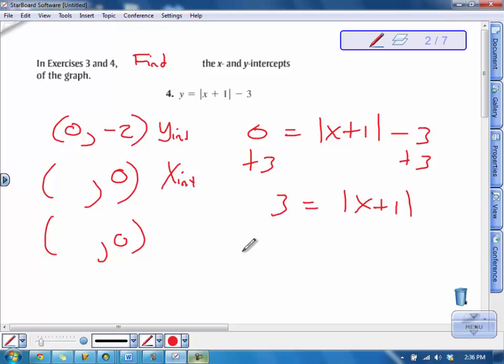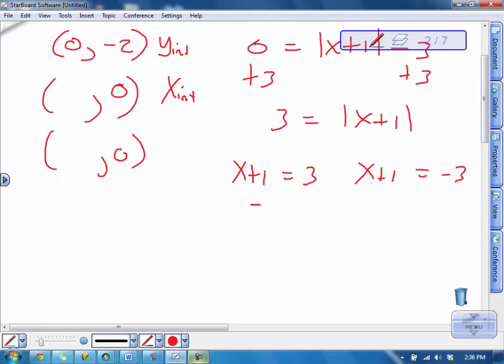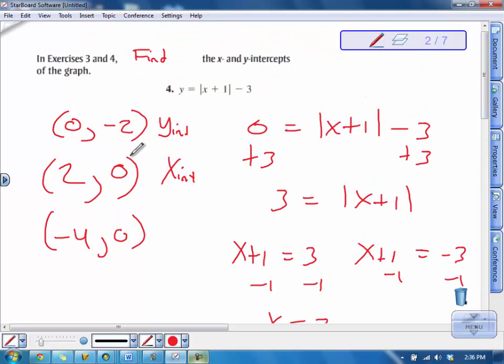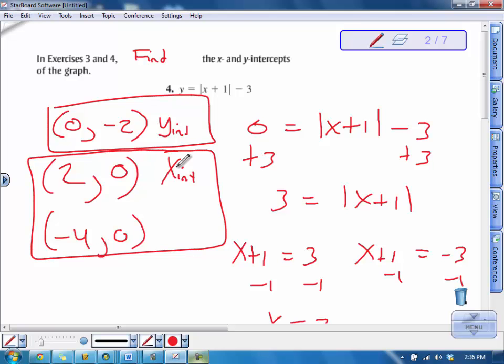I would add 3 to both sides. And then I would take what's inside here, so x plus 1, set it equal to the positive 3, and also take x plus 1 and set it equal to negative 3. Those are the 2 equations you need to solve from an absolute value. Take what's inside, set it equal to the positive and the negative. Now I'm going to subtract 1. I get x equals 2. So one of them is x equals 2. This one is negative 4. Okay? So here are my x-intercepts. Here's my y-intercept. And that's all I'm going to ask you for.